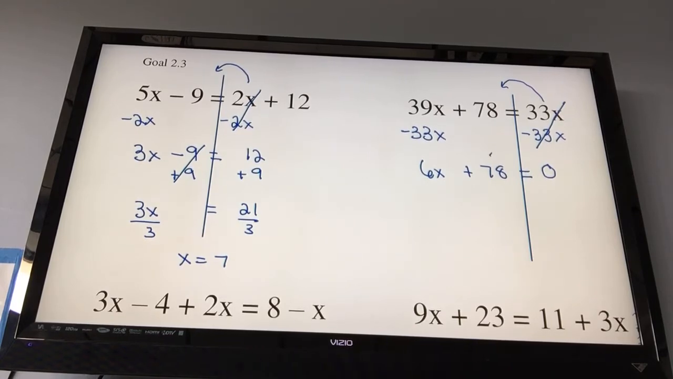Now, the constant term goes to the other side. So I'm going to minus 78. So 6x comes down. That cancels out. 0 minus 78 is negative 78. Divide by 6. Those cancel, and x equals negative 13.